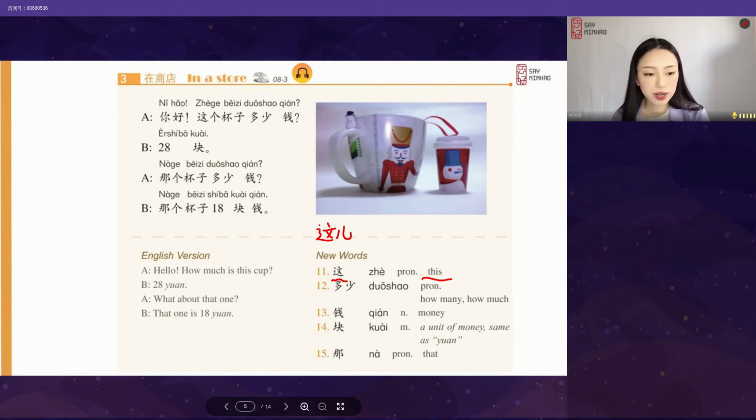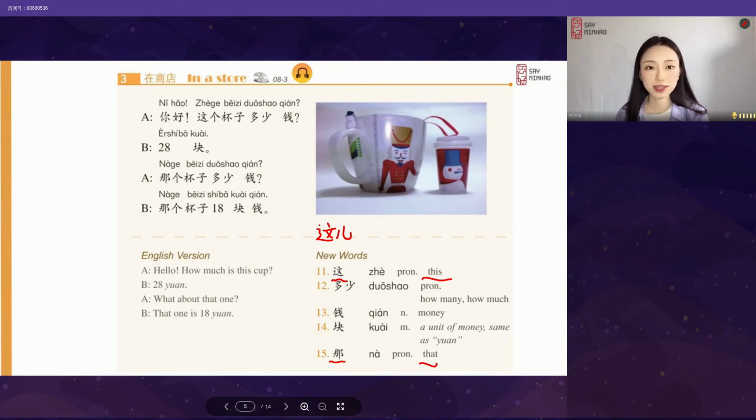And when we are learning this, we need to learn that. That in Chinese is 那. Use your nose, okay, 那. 那 means that, okay.